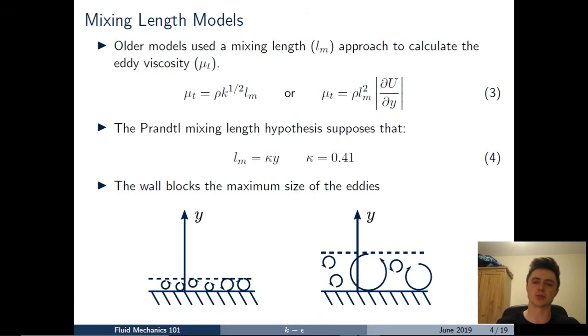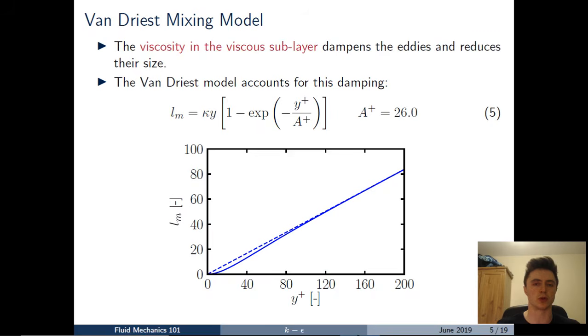And so Prandtl proposed a hypothesis there in equation 4 that says the mixing length is proportional to this distance y times some scalar kappa, which happens to take a value of 0.41. So as we get closer to the wall, the presence of the wall physically blocks the size of the eddies. Now, of course, this isn't the only mechanism that's occurring near the wall. We also have the action of viscosity in the viscous sublayer very close to the wall.